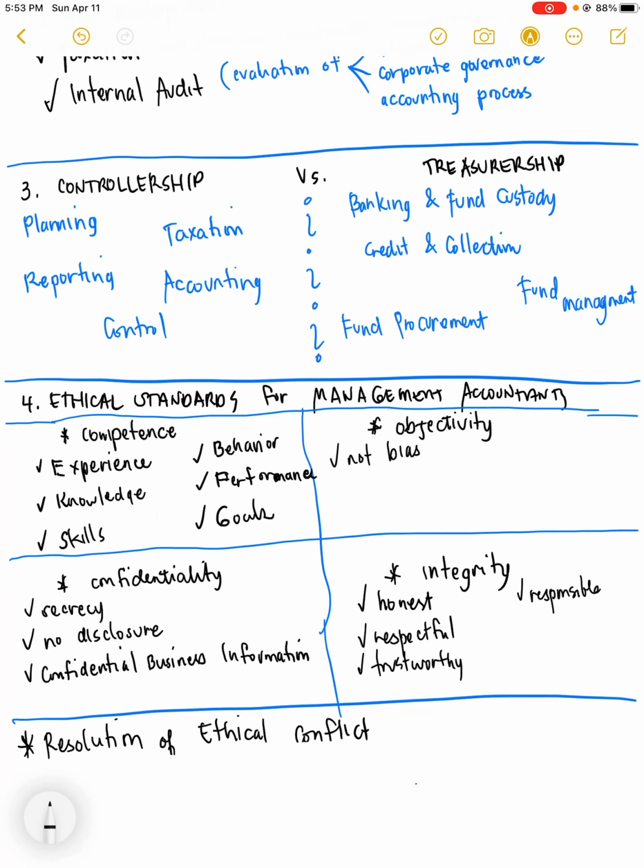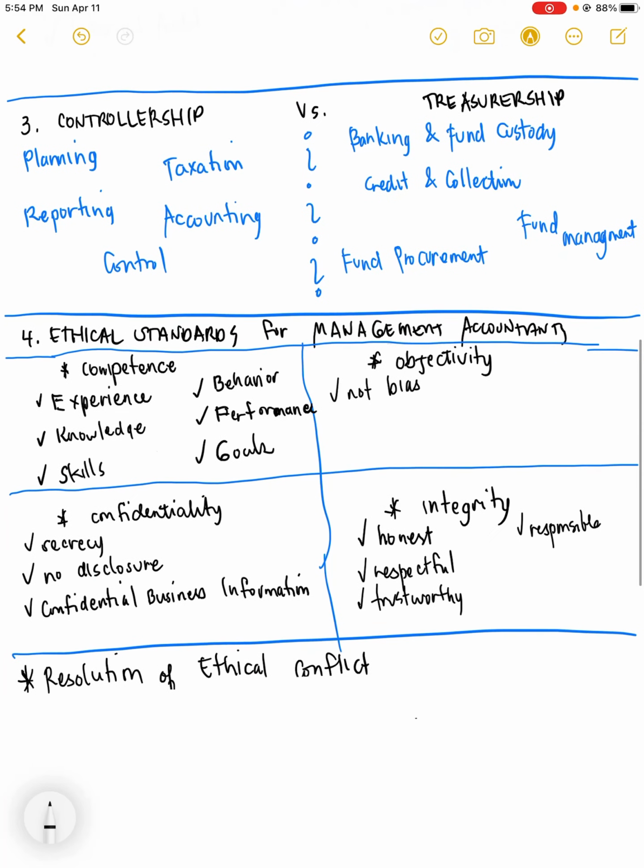Okay? Number 3 is integrity. So, tayo as management accountants, kailangan we are honest, we are respectful, we are trustworthy, and we are responsible. Okay? Lastly, in terms of objectivity naman, kailangan when we make professional judgments, we are not biased. We will base our judgment on facts, not on opinion. Okay? And again, those are the 4 ethical standards for management accountants. Again, to enumerate, we have competence, confidentiality, integrity, and objectivity.